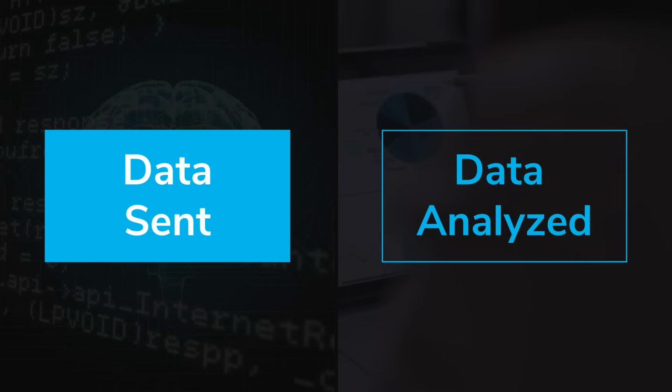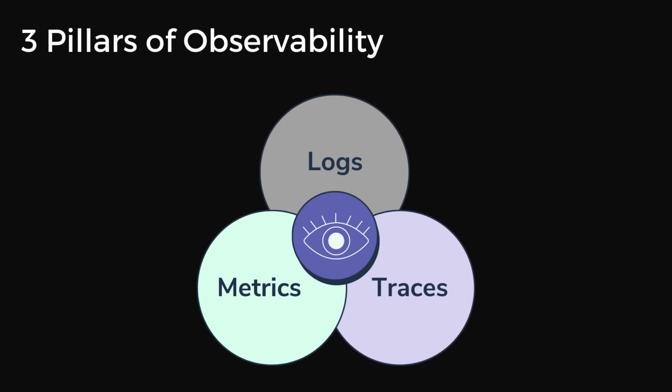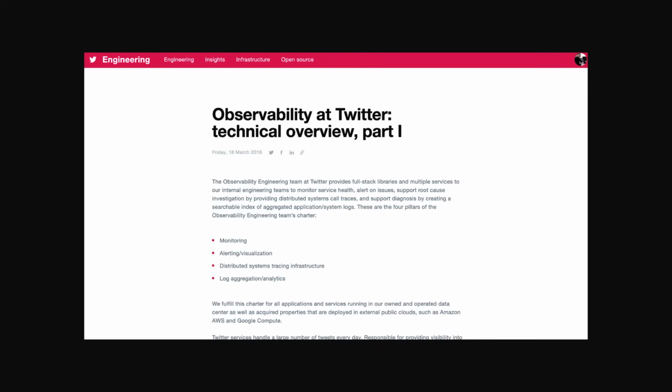One concept that really stands out in the world of observability is the three pillars of observability, which are logs, metrics, and traces. And don't worry if you don't know what they are. You can think of these pillars as different types of data that you're going to send from a system, and each one of these has a unique method of analysis. This concept primarily came into usage after Twitter's article in 2016 called Four Pillars of Observability.